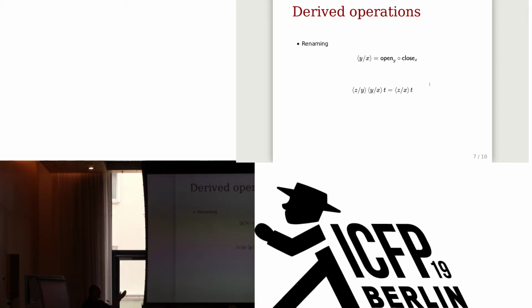In fact, the proof that this is true is very straightforward. We just expand the definitions of both sides. That's close x, open y, close y, open z, and we know that opening and then closing y doesn't do anything, so that's close x, open z, which is what we have on the right-hand side.